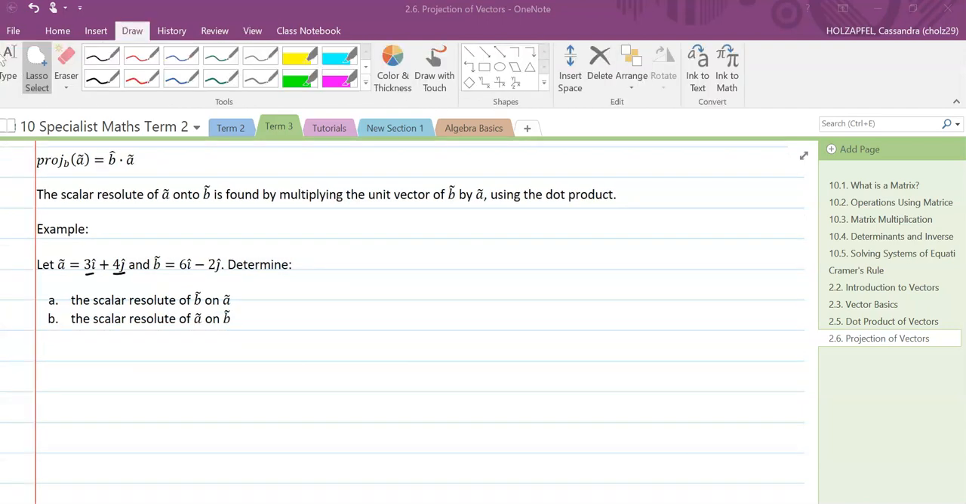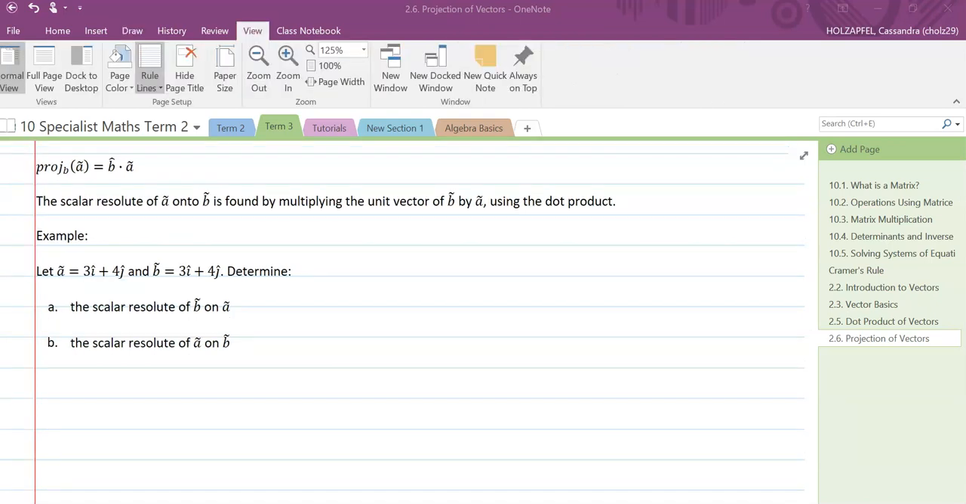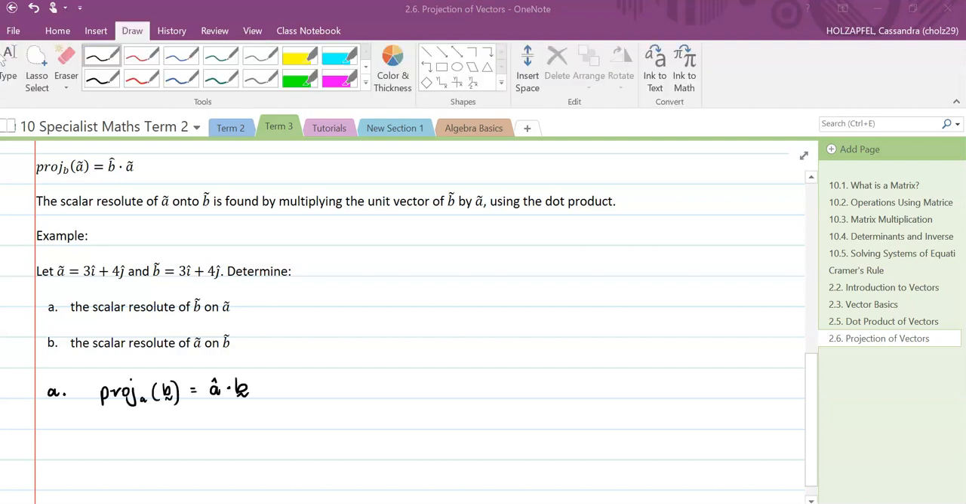So here we have A is equal to 3i plus 4j and B is equal to 6i minus 2j. So for my first problem, I need to find the scalar resolute of B onto A. So this is different to the last question where we were looking at the projection of A onto B. So I'm going to modify that formula slightly. So now since I am projecting B onto A, all I've done is I've just found the unit vector of A multiplied by the vector B. So let's go ahead and let's find that unit vector for A.